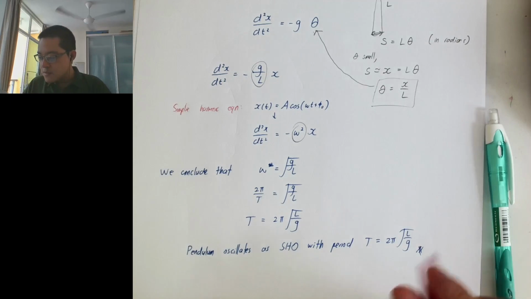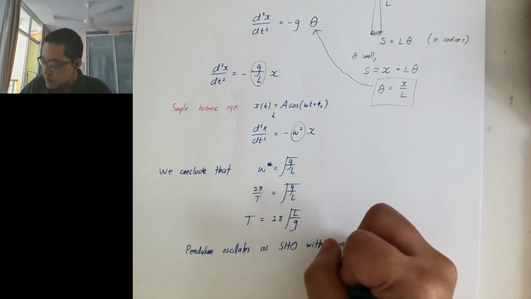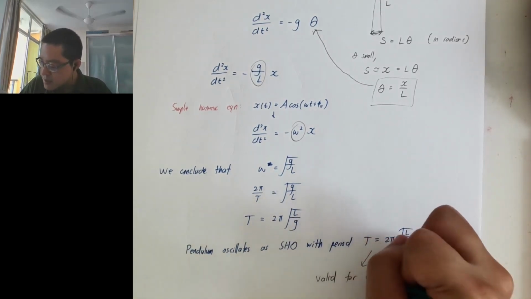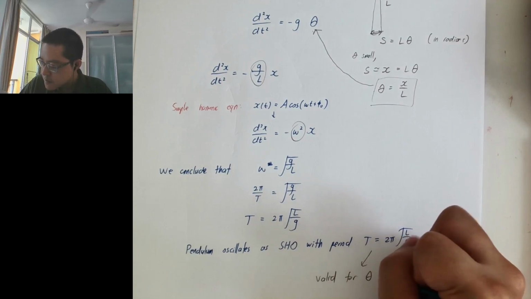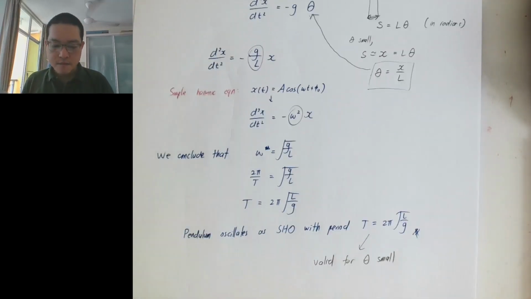Okay. But the important thing to remember is that this equation is valid for theta small, because our whole assumption is that theta is small. We get all this equation because theta is small. Any question?